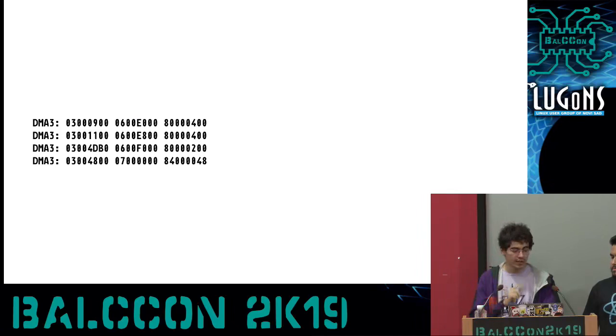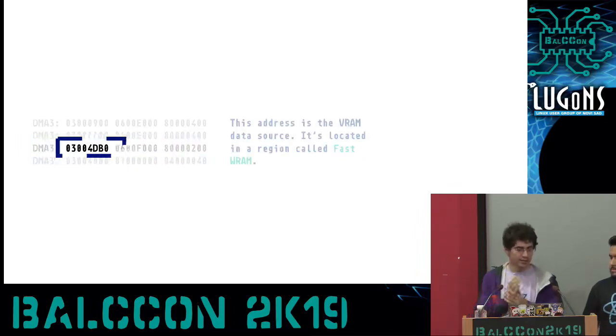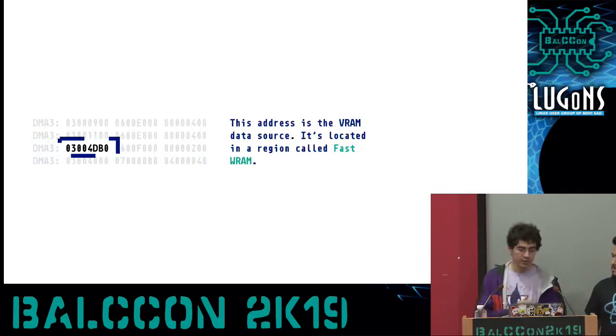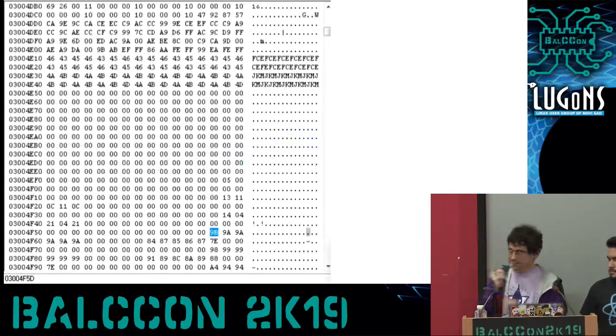Running one frame of the game, we can see that it made 4 copies. And on this result, this is the closest to the base of the bridge. And in this area is the video RAM data source, the address of the video RAM data source. So GBA replaces the visual with the data starting from this byte, which is located in a region called fast work RAM, which is a larger one. So instead of changing the byte at the video RAM, we need to change the byte at the fast work RAM. Let's go to the address.